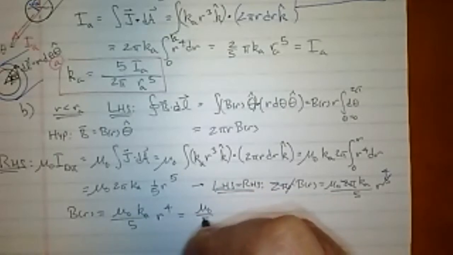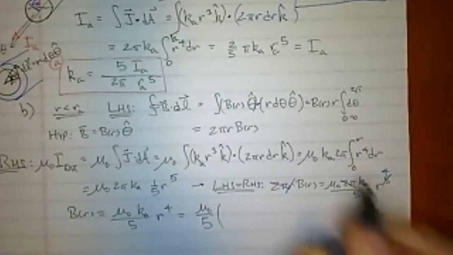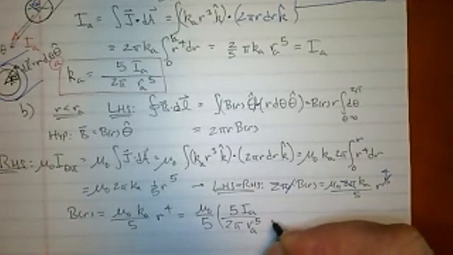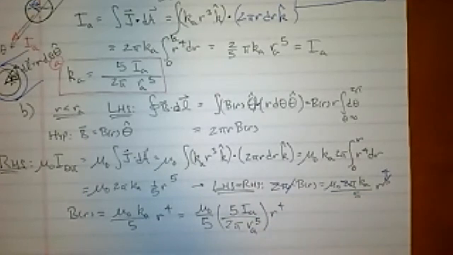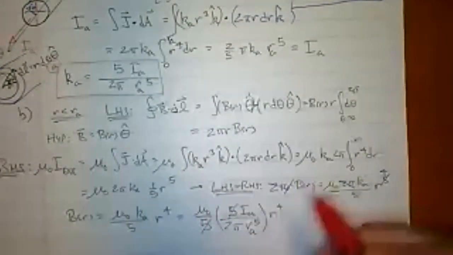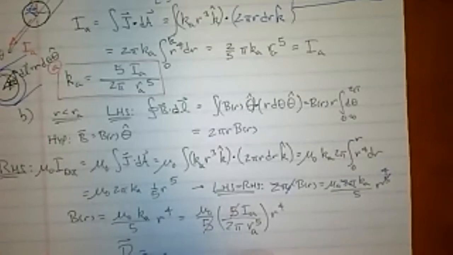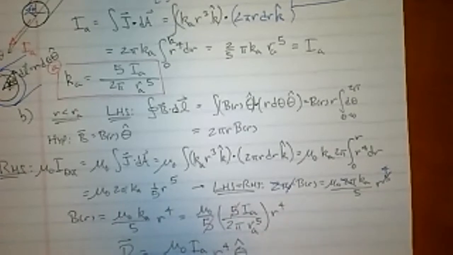I've got mu 0 over 5 times K, which we decided was 5 Ia over 2 pi ra to the 5th. All of that times r to the 5th. And you can see some nice cancellations here. This 5 goes out with that. Actually, that's the only cancellation, so it's not a lot of cancellations. So the answer ultimately is B, the vector, is equal to mu 0 Ia over 2 pi ra to the 5th. Remember, that's just a constant. And that's times r to the 4th power. And all of this is in the theta hat direction. And this is for r less than ra.